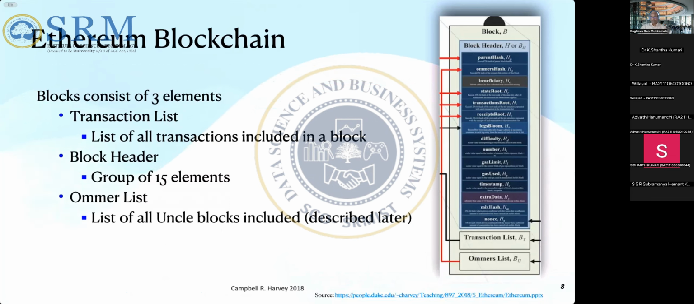Okay, so if you look into the Ethereum blockchain, basically it contains 3 elements. The first one is the transaction list, similar to the block in the Bitcoin. So it contains a list of transactions which are validated by the miners and put into the block. And it has a block header containing 15 elements.